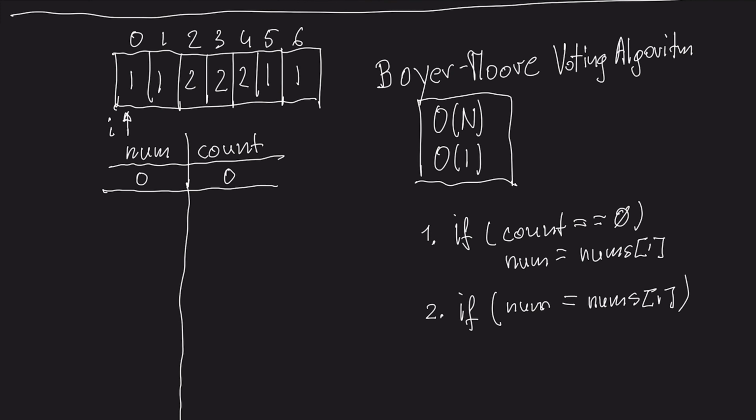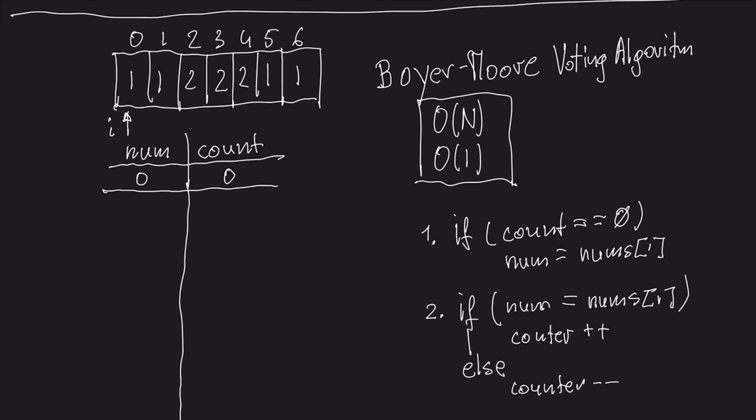Then we will increment the counter, so counter plus plus. Else, if it's not equal, we will decrement the counter, minus minus. And let's go through the entire array and show how the algorithm works on this example.